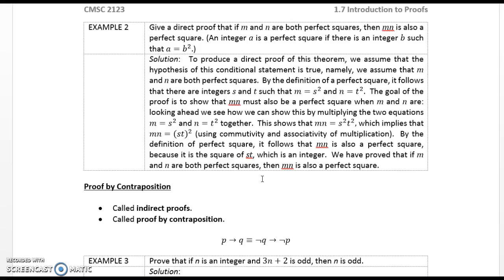This shows that the product mn is equal to s squared times t squared, which implies mn is equal to the quantity st squared, using commutativity and associativity of multiplication. By the definition of a perfect square, it follows that mn must be a perfect square, because it is the square of st, which is an integer. We have proved that if m and n are both perfect squares, then mn is also a perfect square.